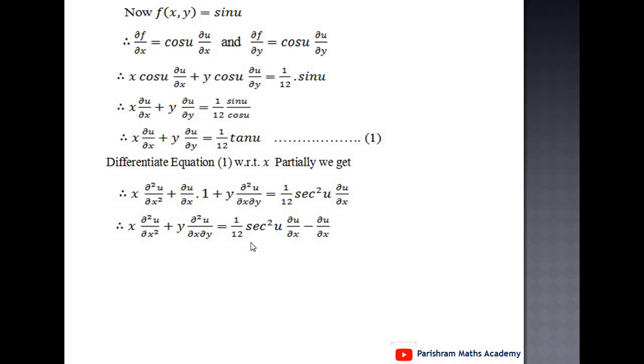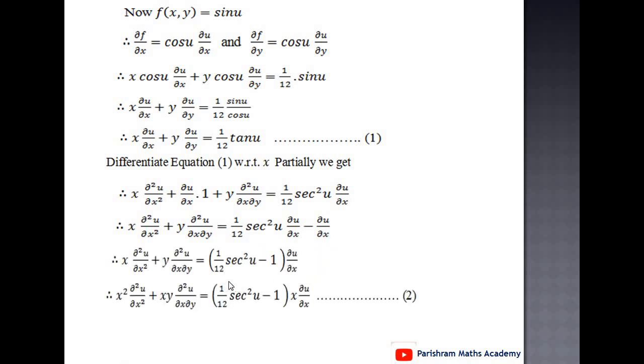We get 1/12 sec²u ∂u/∂x minus ∂u/∂x. Then from the right hand side we can take ∂u/∂x as common. We get (1/12 sec²u minus 1) ∂u/∂x. Then multiply both sides by x.